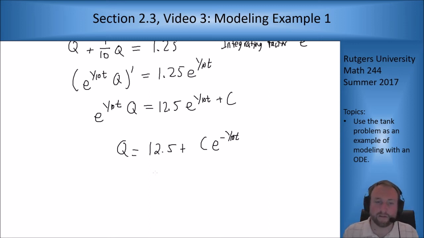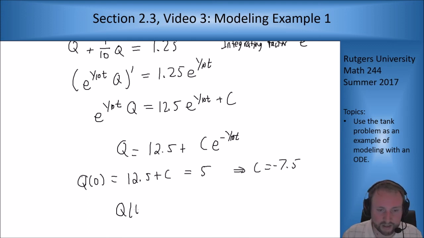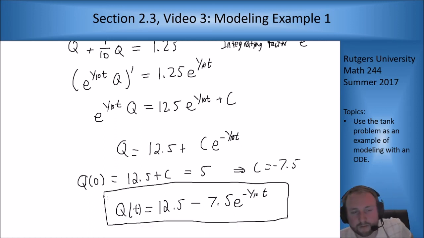And finally, we can solve for c because we know that Q of 0 equals 12.5 plus c, which we know has to be 5. So c is negative 7.5. And so Q of t is 12.5 minus 7.5 e to the minus 1/10 t. And that solved our problem.